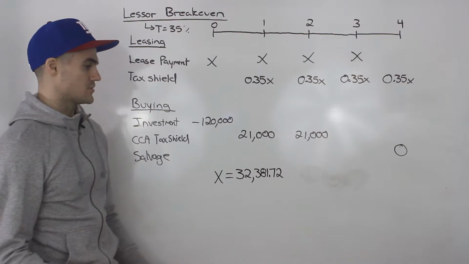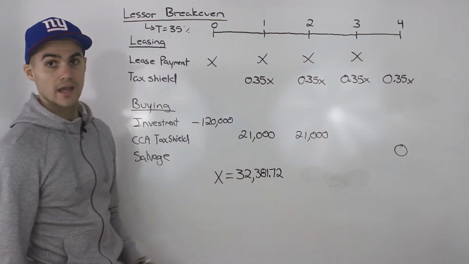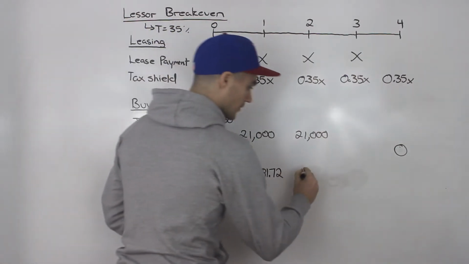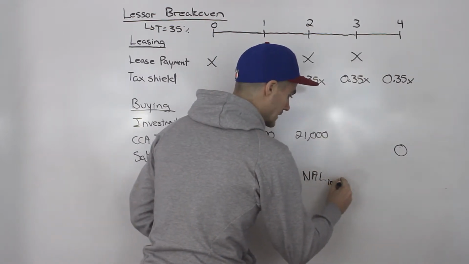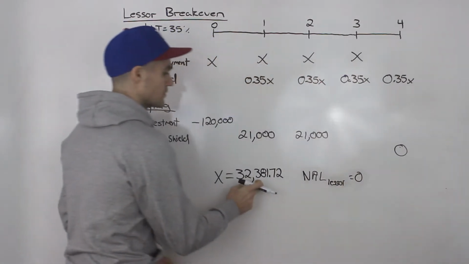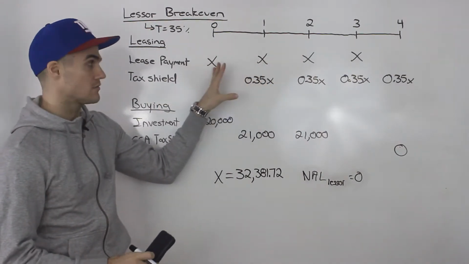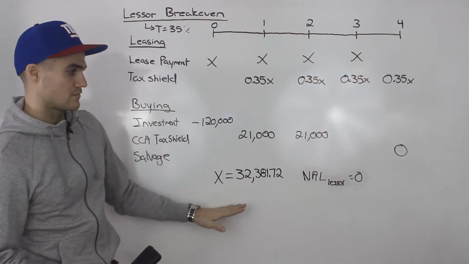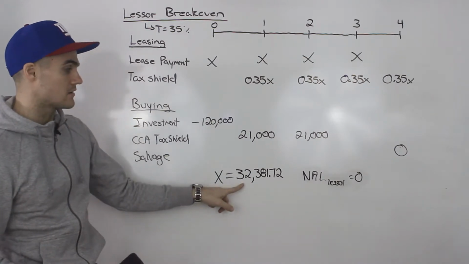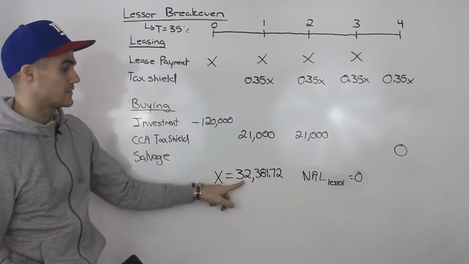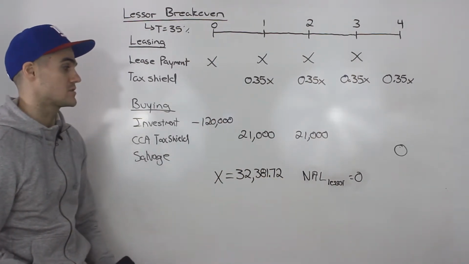And when you do that process, you do that trial and error, you end up getting a lease payment of $32,381.72. And you'll notice that that payment makes the net advantage to leasing for the lessor equal to 0. So when you input this amount in the Excel file on the side, you'll see all of these numbers change here. They'll all fill up. And then at the very bottom, you'll see that net advantage to leasing equaling 0. So that there is the break-even lease payment for the lessor. That makes that NPV for them equal to 0.